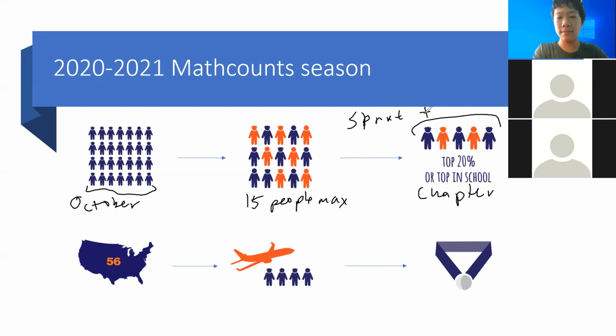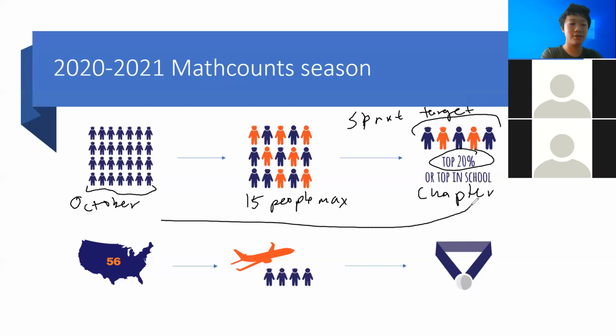and target this year. In a normal Mathcounts season, where it's in person, they're going to do all four of them. But unfortunately, this year, since it's online, they will not be able to do the other two. Okay, so you will only be doing the sprint and target rounds at the chapter round. And then they're going to take the top 20% overall at chapter, or the number one person in each school, okay, and they're going to advance to the chapter invitational.